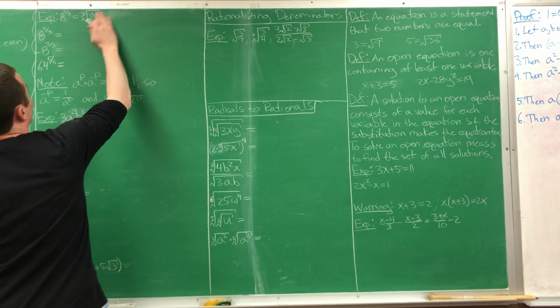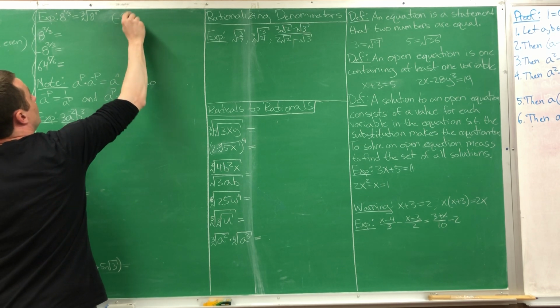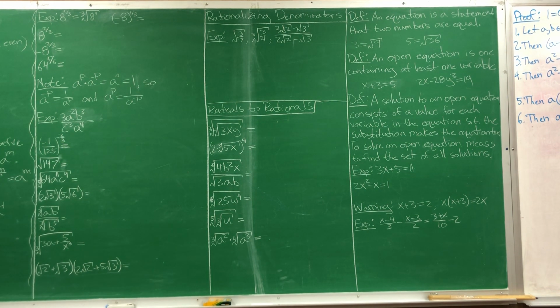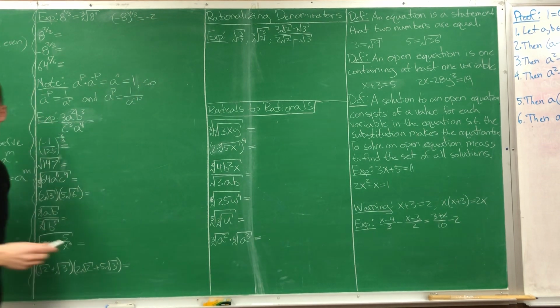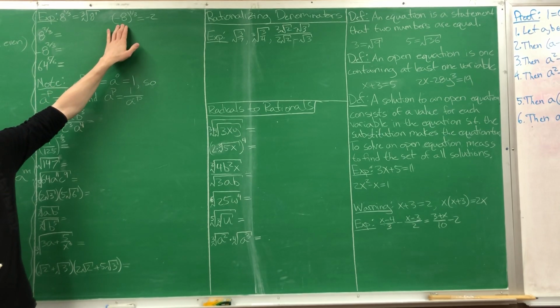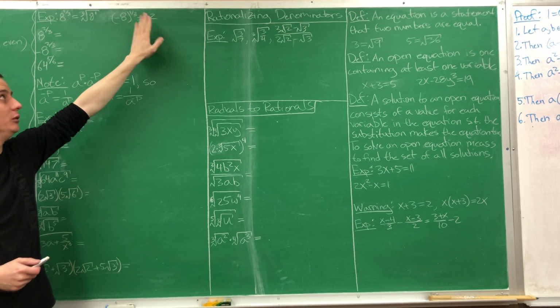So now our next one was, let's look at -8, and then that's the whole thing to the 1/3. What's that going to be? -2. -8 to the 1/3 is asking the same thing as what's the cubed root of -8. It's -2, because -2 times -2 times -2 is -8.